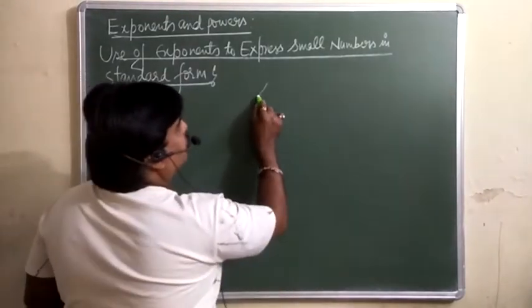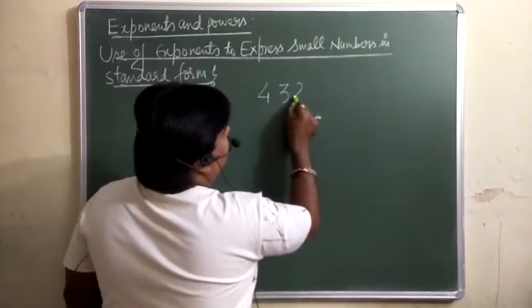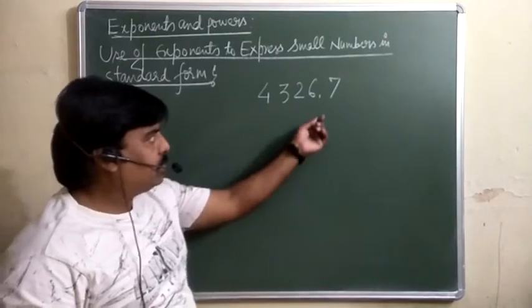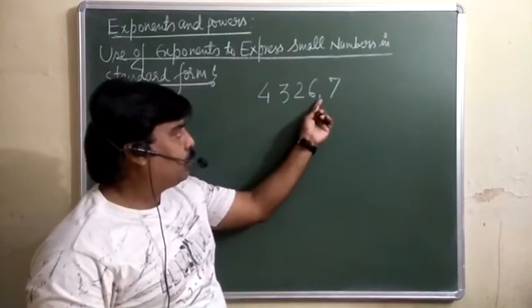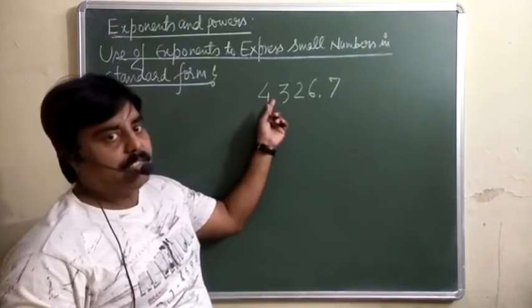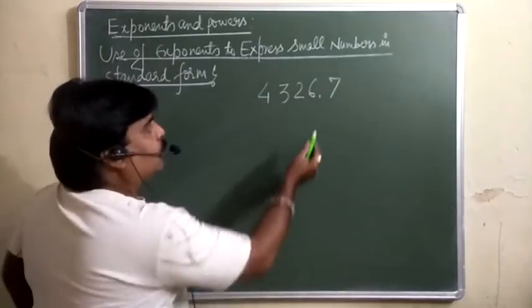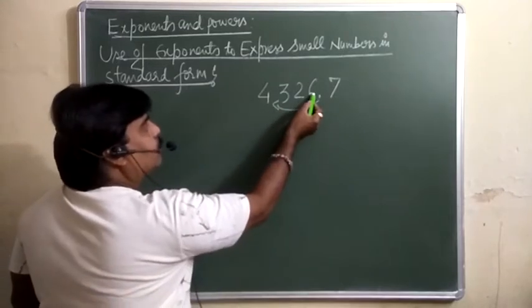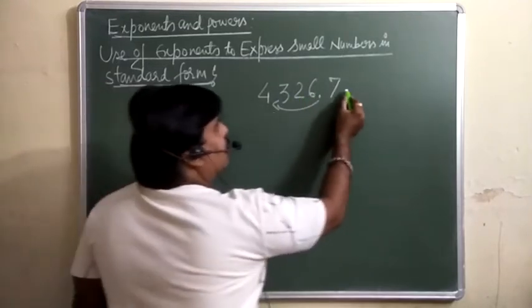For example, suppose your number is 4326.7. Standard form means आपको क्या करना है, इस decimal point को you have to shift just after from the left side after one digit. That will be in the standard form. So if you are going to shift this decimal point on this side, how many digit you will shift? 1, 2, 3. 3 digit shift करेंगे तो इसको हम कैसे लिखेंगे?